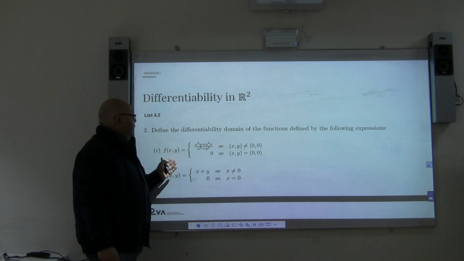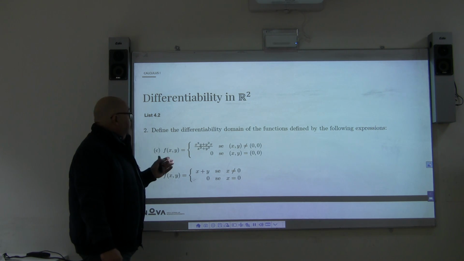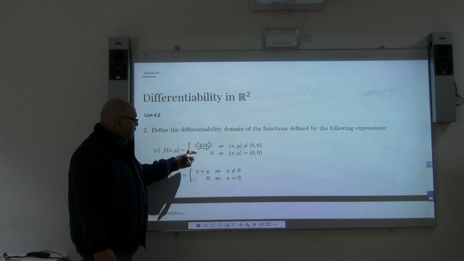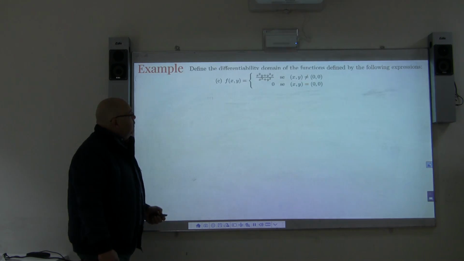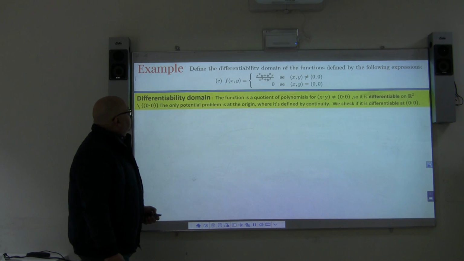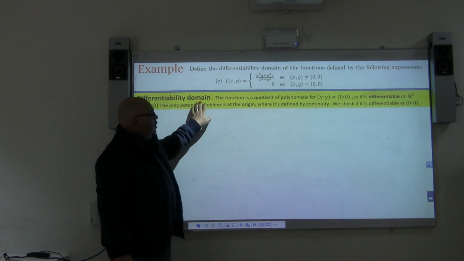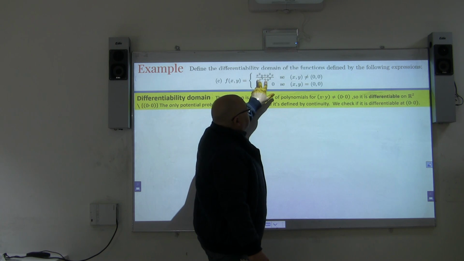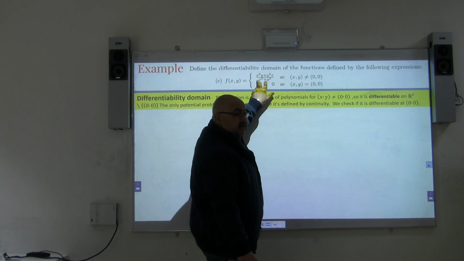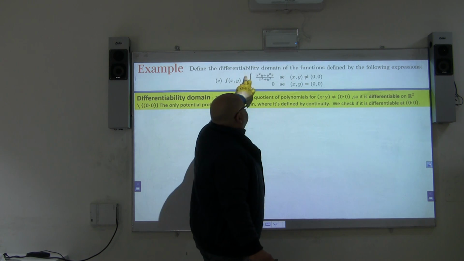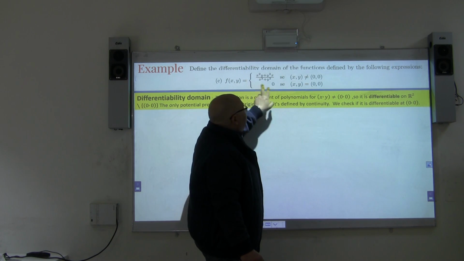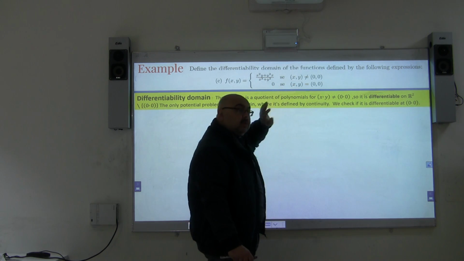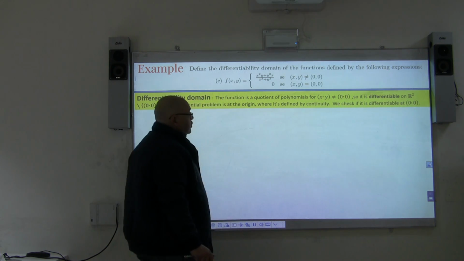This is also one of the problems that you will find in your list number 2. They want you to define the differentiability domain of the functions defined by the following expressions. I will solve the first one because it's a little bit complicated. So all I have to do is to follow the steps. The function is a quotient of polynomials, so the polynomials have no problem, but the only problem is at the origin, because it's not going to be defined. But also, as you can see, I've extended the continuity of this function, as I gave you: when (x, y) equals the origin, the value of the function is equal to 0.